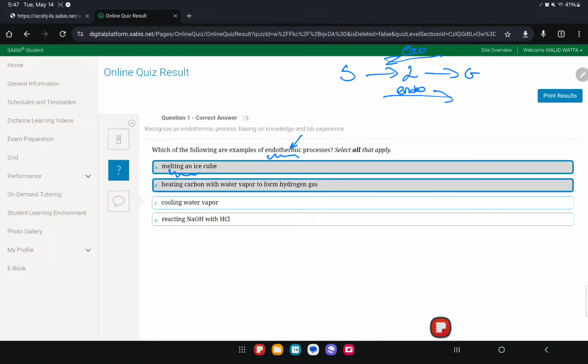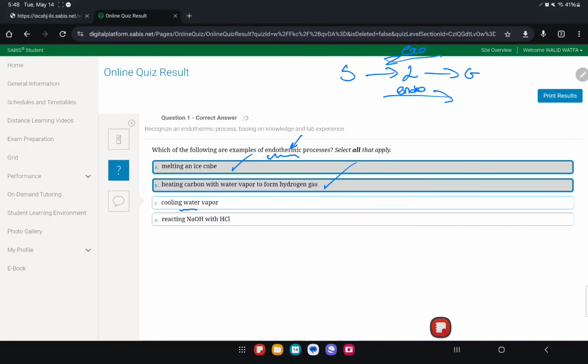Okay, first one's correct. Heating carbon with water vapor to form hydrogen gas. I explained this last week. Heating doesn't necessarily mean exo. It means endo because we're heating the carbon. The carbon is absorbing the heat energy with water vapor to form the hydrogen. So in order to form the hydrogen, it has to absorb some heat. That's absorbing energy, so that means it's endothermic.